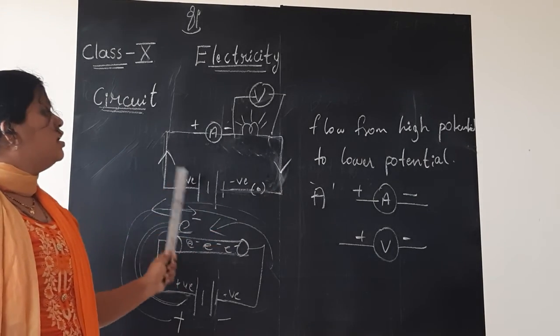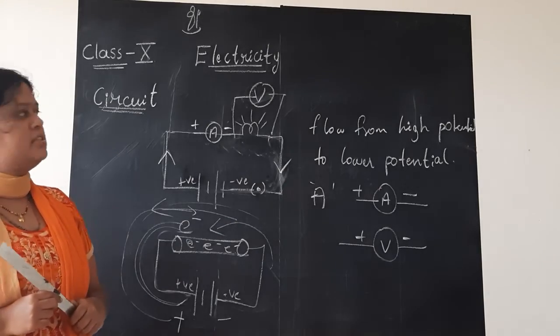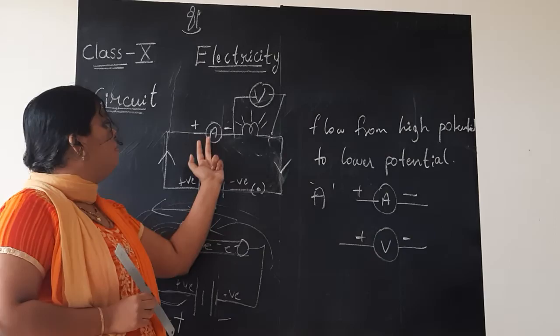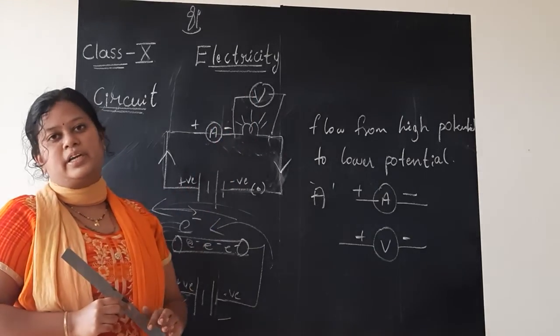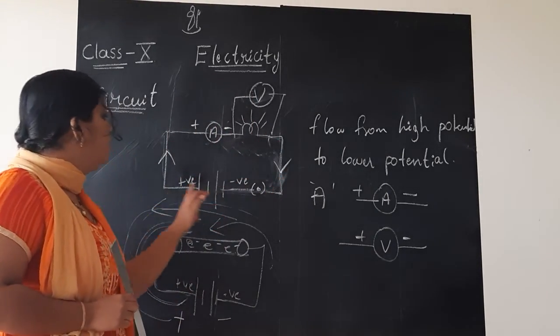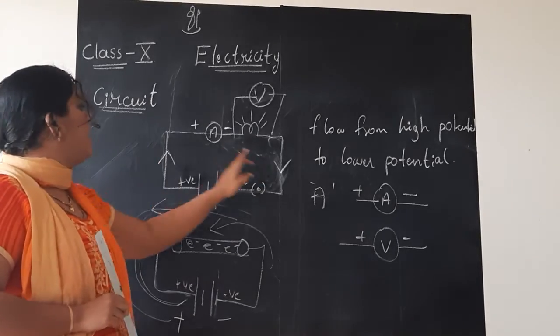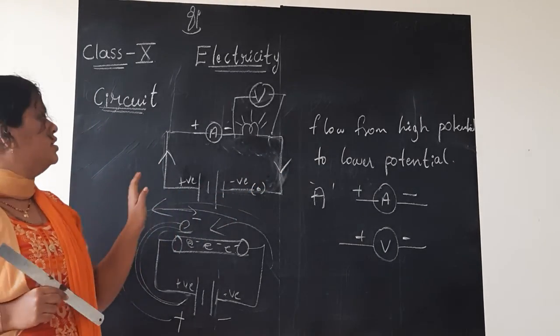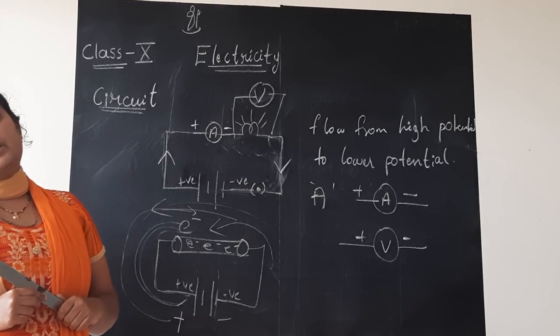So these are the components of the electric circuit. Which are the components? Battery, plug key or switch, ammeter, bulb and the voltmeter. And this rectangular box is the conducting wire and arrow marks show the direction of flow of current. This is all about the electric circuit. Okay?